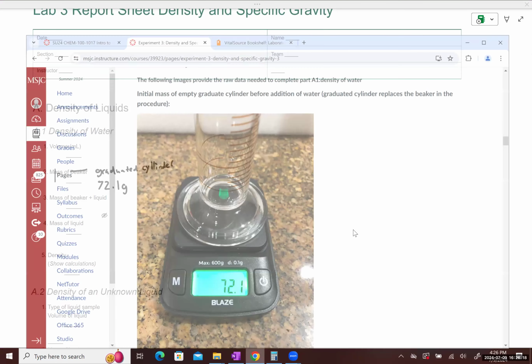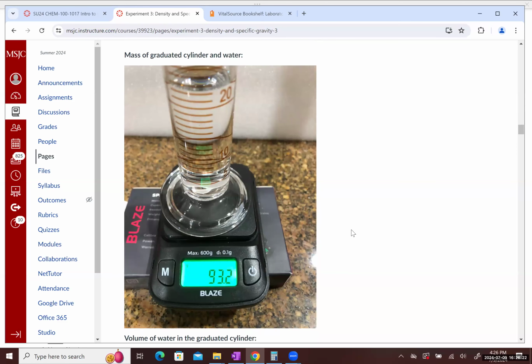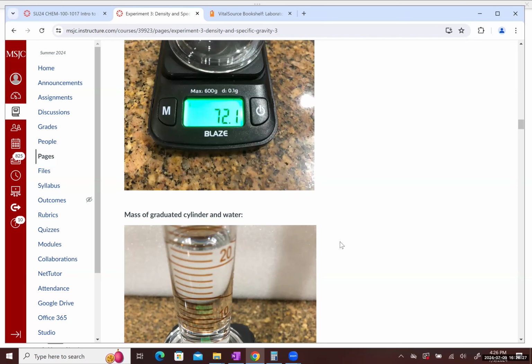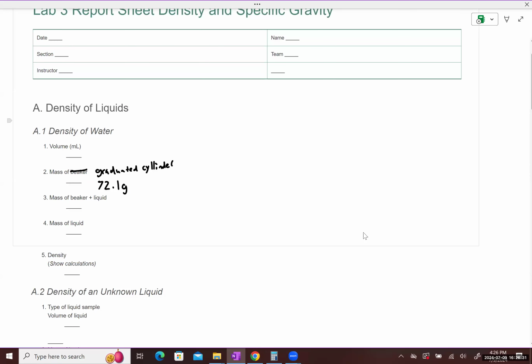Now, let's scroll down. And now we have the mass of the graduated cylinder and water, which we read out as 93.2 grams. So let's transfer that. This already looks pretty good considering the density of water is around 1 gram per milliliter. If we add about 20 milliliters of water, we'd expect the mass to go up by about 20 grams.